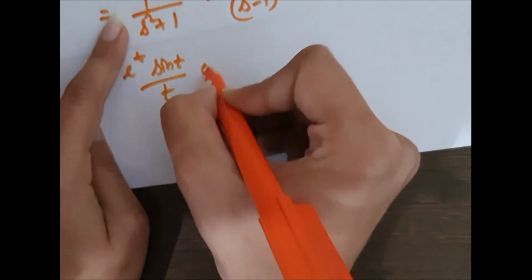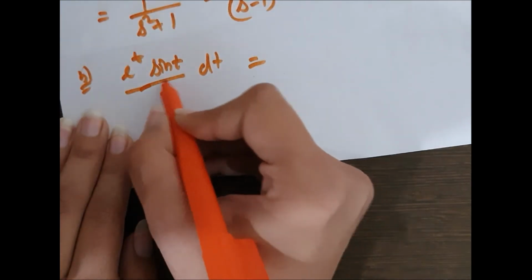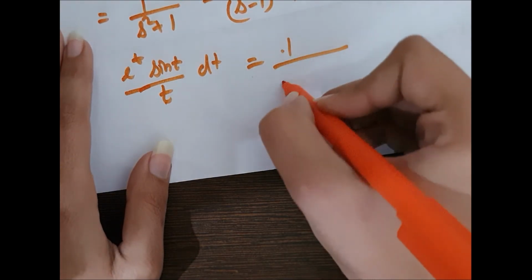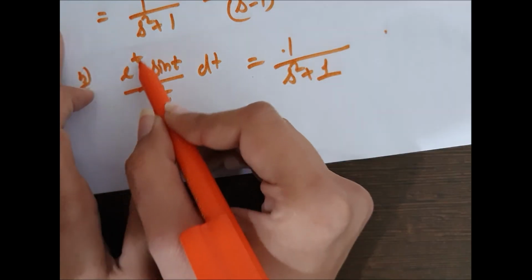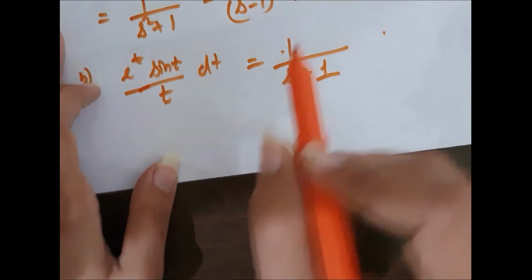Now another example, e to the t sin t by t. Here two properties are there, that is frequency shifting and the division property. Sin t Laplace transform is 1 upon s square plus 1. Firstly, we could apply the shifting property, s minus 1 square, but we will not do it.